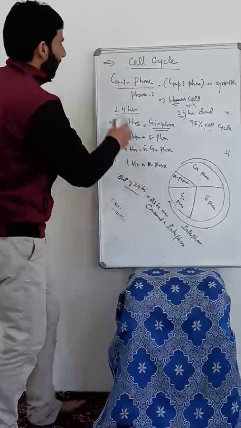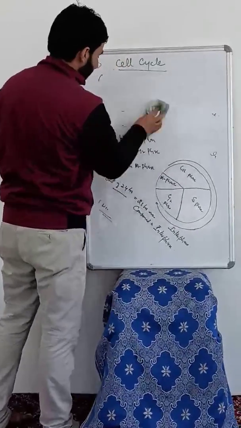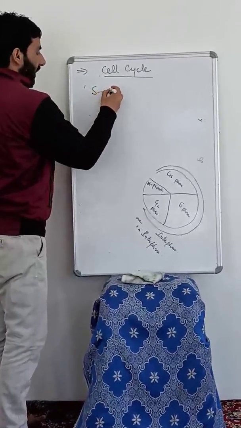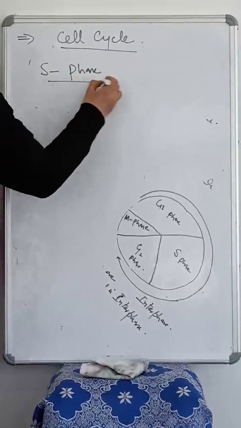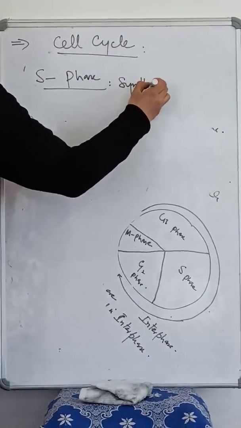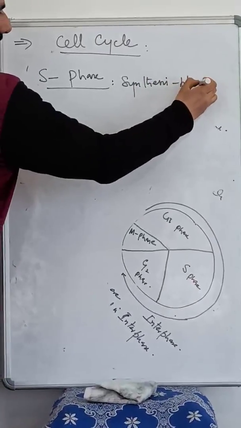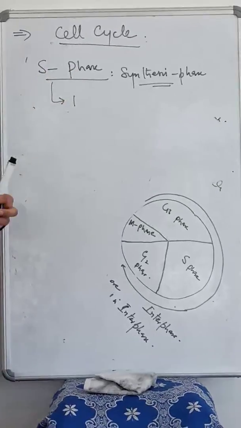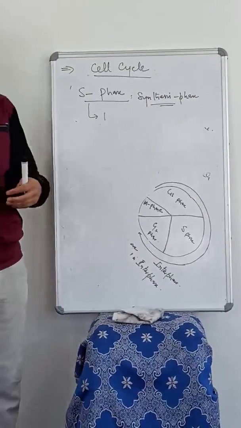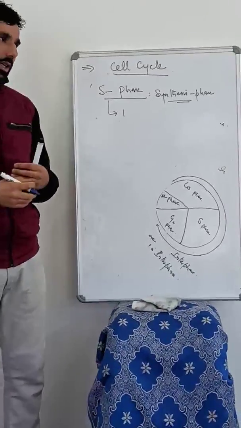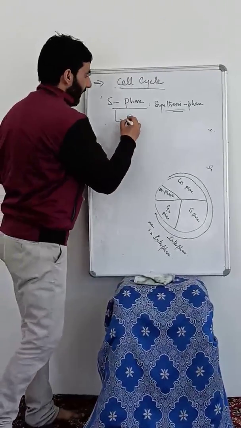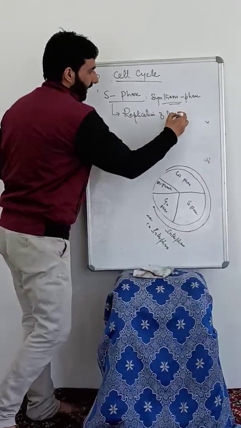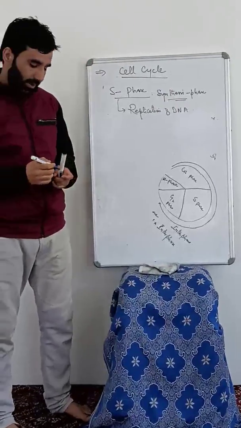So this S phase is called the synthesis phase. The cell will enter into S phase. This is called synthesis phase. So actually what this phase is, here the main important feature of the cell cycle takes place. The most important feature of the cell, as well as the interphase, is the replication of DNA. This is the very vital step in the cell cycle.